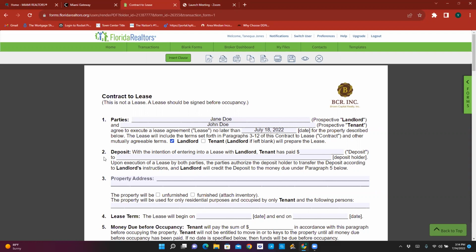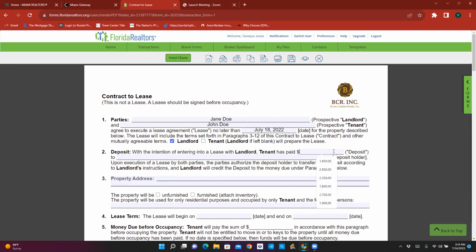The next section is in regards to the deposit. It says with the intention of entering into a lease with landlord, tenant has paid blank deposit to, we have to put the deposit holder, upon execution of the lease by both parties. The parties authorize the deposit holder to transfer the deposit according to the landlord's instructions, and landlord will credit the deposit to the money due under paragraph 5 below.